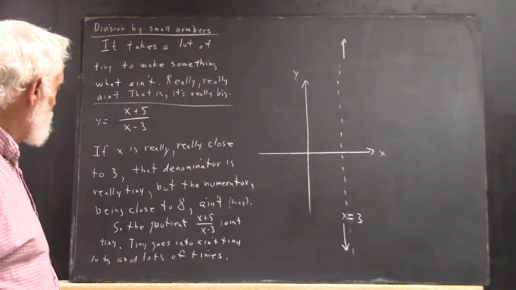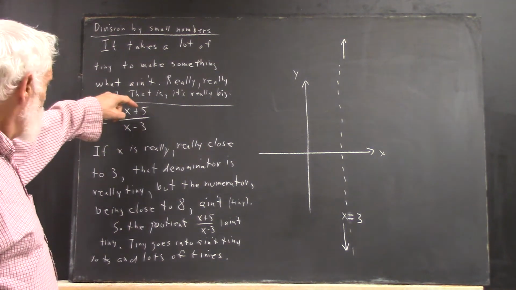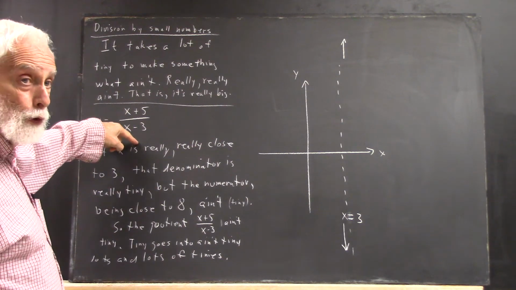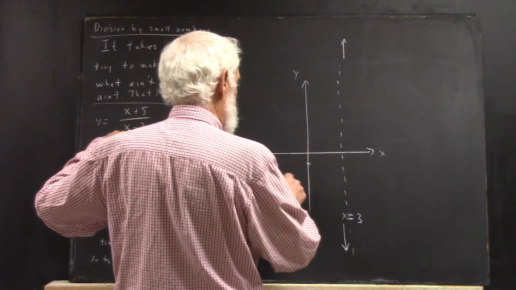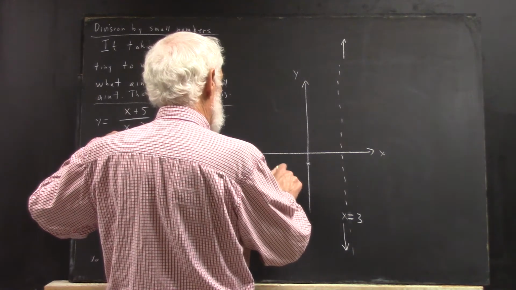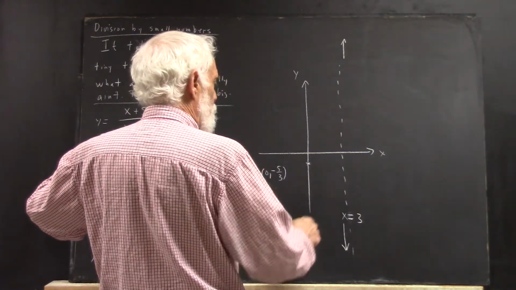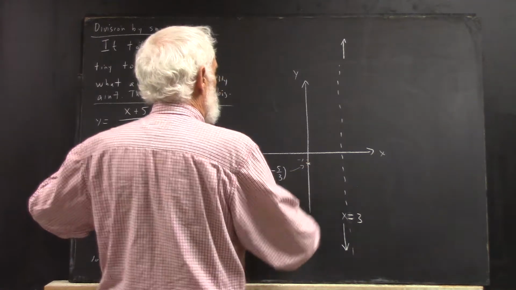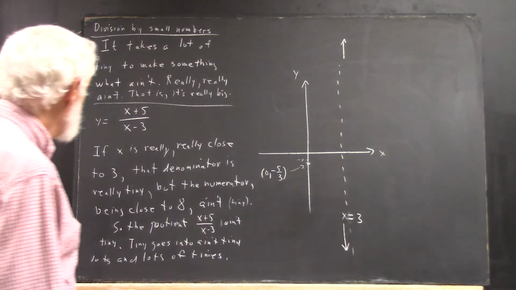The point I'm trying to make here is about the asymptote. The rest of the graph, well, if x equals 0, then you have 5 over negative 3. Well, what's that? Negative 1 2/3, right? So you have the point where x is 0 and y is negative 5/3, negative 1 2/3. So if here's negative 1, here's your negative 5/3.